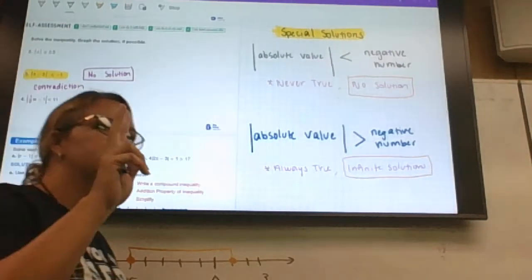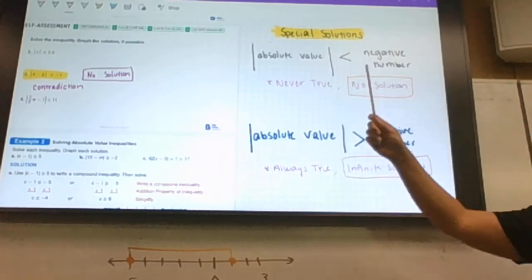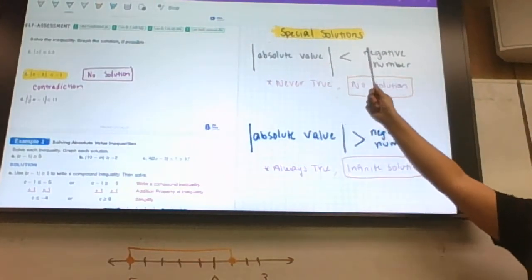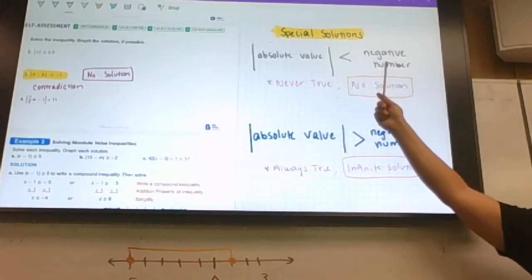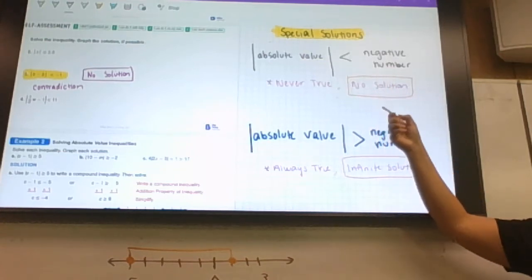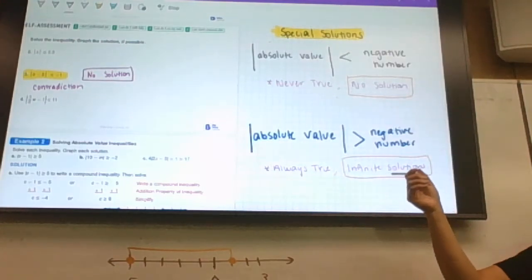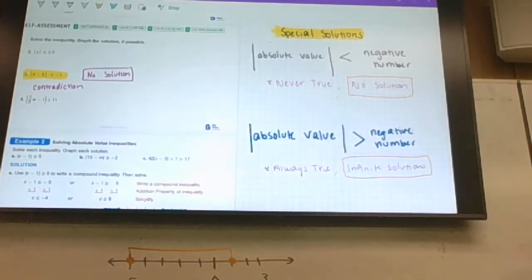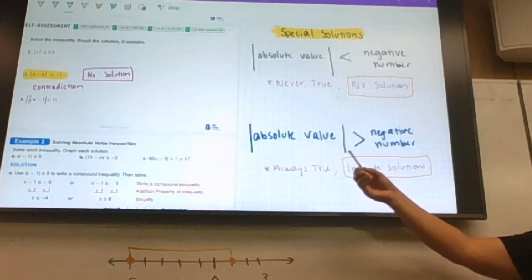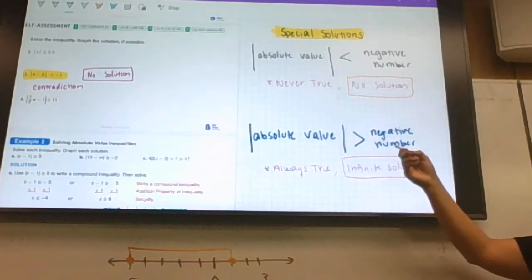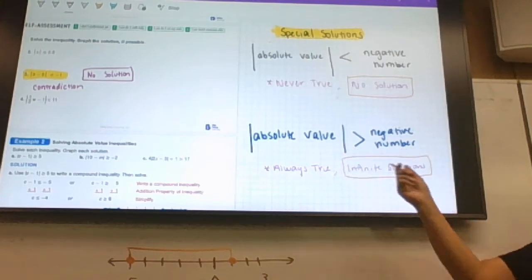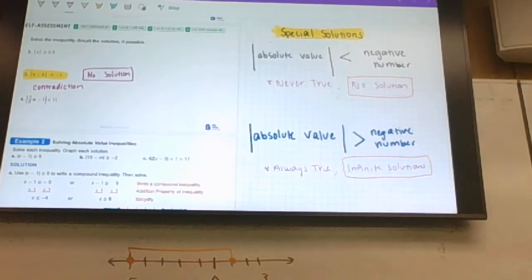So here you guys go. Here are the two special solutions. If your absolute value is less than a negative number, stop. Don't waste your time. No solution. Of course, if no solution's a possibility, then infinite solutions is also a possibility. If your absolute value is greater than a negative number, that's always true. Absolute value is always greater than negative numbers. So that's infinite solution. So those are my last two notes.